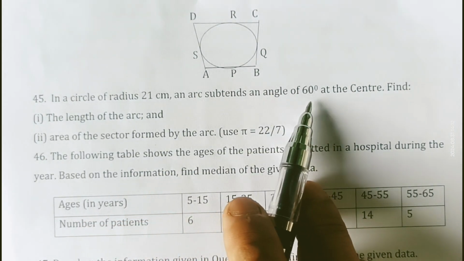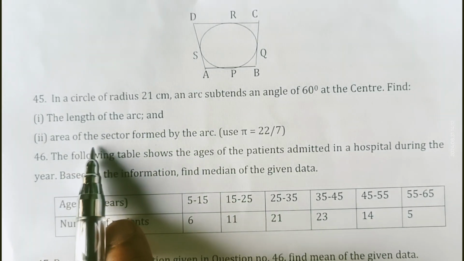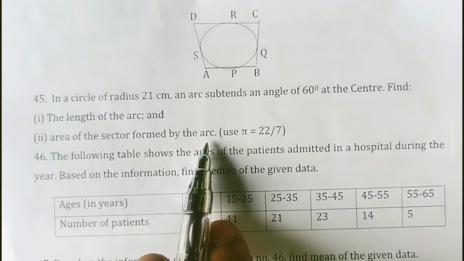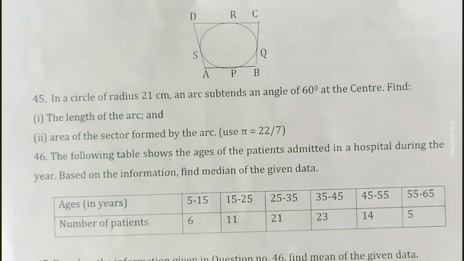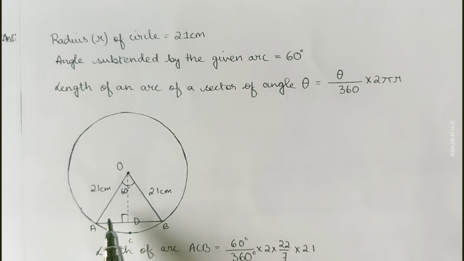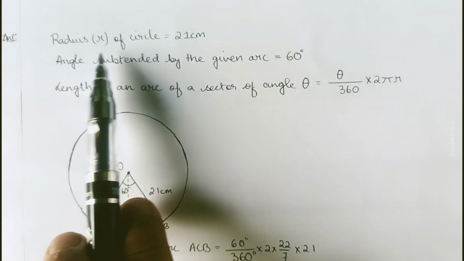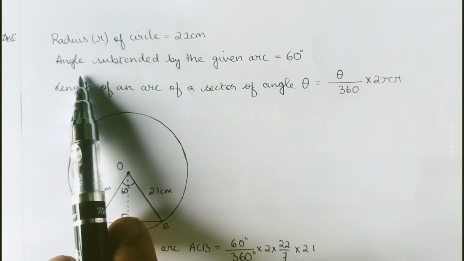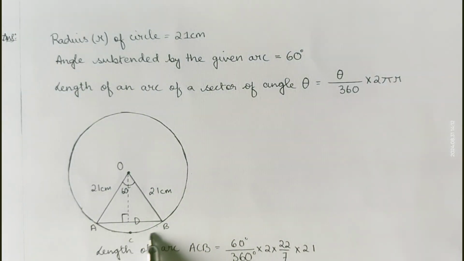In question number 45 it is given, in a circle of radius 21 cm, an arc subtends an angle of 60 degree at the center. Find the length of the arc and the area of the sector formed by the arc, and we have to use pi equals to 22/7. Here the radius of the circle is 21 cm and the central angle is 60 degree. So radius of the circle is 21 cm, angle subtended by the arc is 60 degree. Now we have to find the length of the arc.